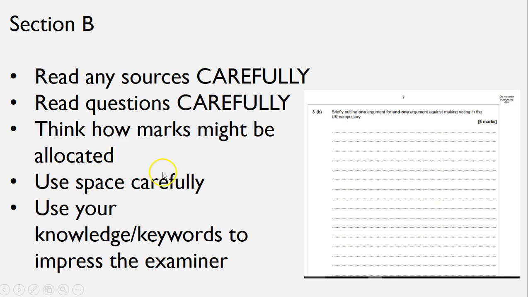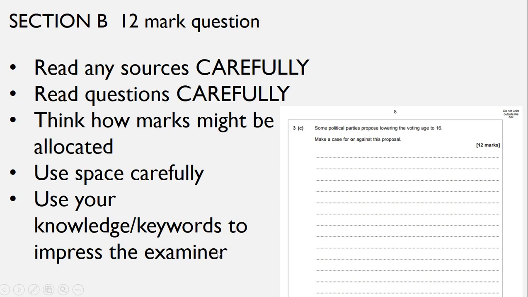So it's important, same rules apply. Read any of the sources that they give you carefully. Read your questions carefully. So this 6 marker is 1 argument for and 1 argument against. So you've got to give fors and against. Read it carefully, use the space, and you want to show the examiner you know what you're talking about. So use your knowledge and your keywords to impress them.